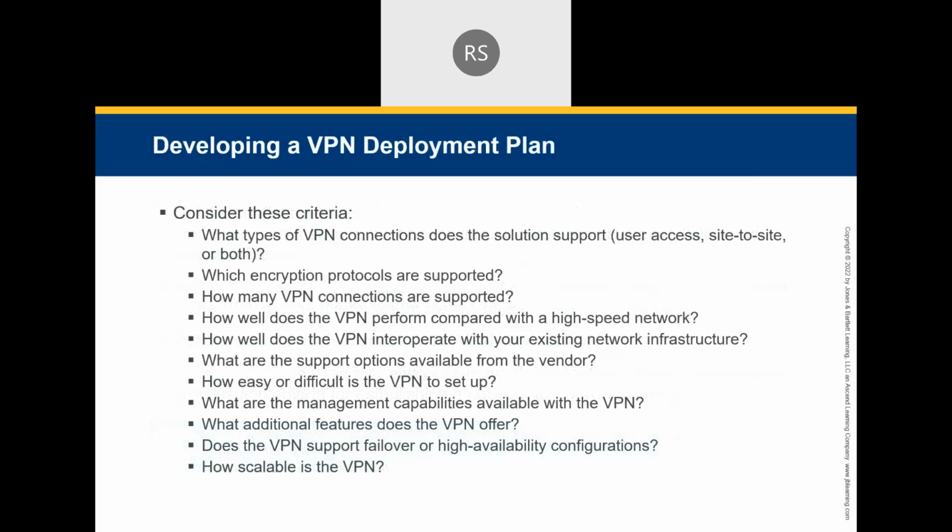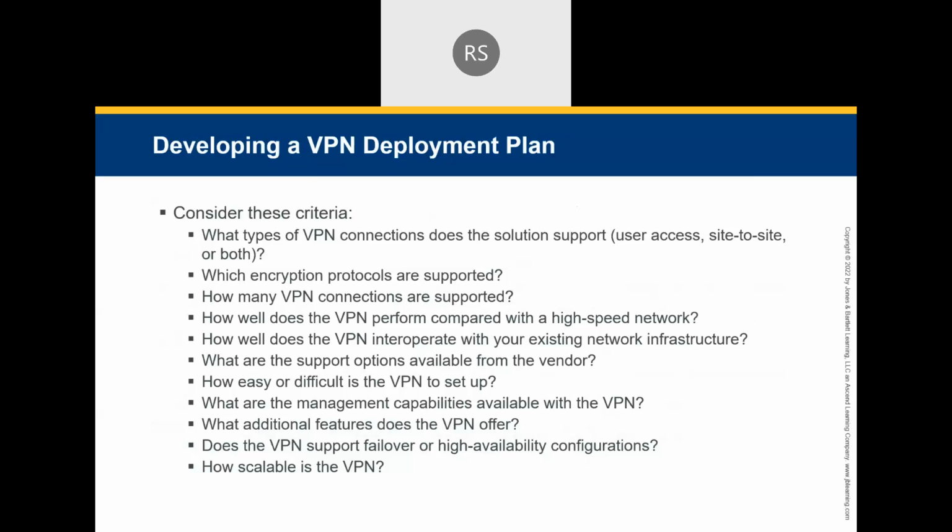You want to consider how many VPN connections are supported. So you want to evaluate the scalability of the VPN and make sure that it can accommodate the required number of concurrent connections based on the current and future needs. You also want to measure the VPN's performance relative to a high-speed network to ensure that it meets the organization's performance expectations and it does not introduce any significant latency or bandwidth limitations.